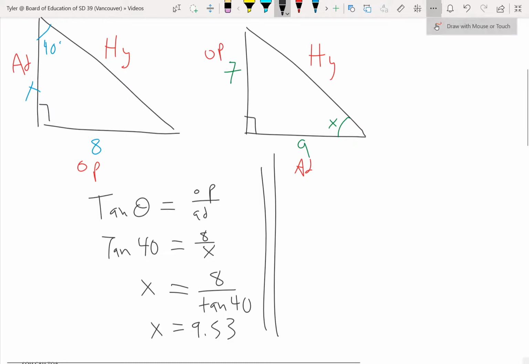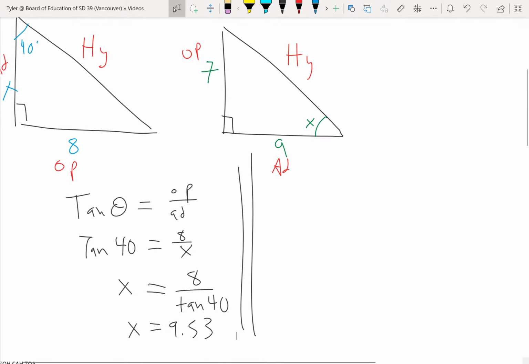It works the same way. I'm going to start with my equation again. So we have tan theta equals opposite over adjacent. But this time, we put in different numbers. The adjacent was 9. The opposite side over here was 7. Ooh, let's make that a nicer 7.